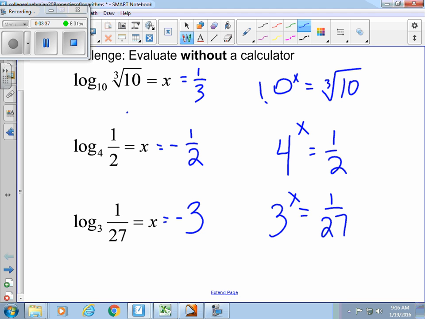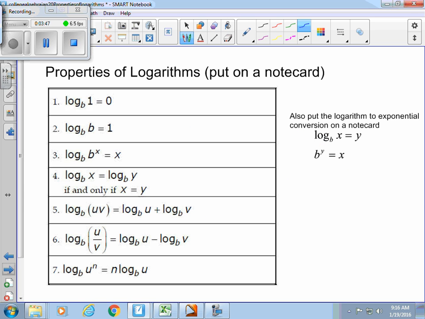If you were in pre-cal, that would be a completely different story. So today we're going to learn some properties of logarithms. We haven't dealt with 2 logarithms added together or 2 logarithms subtracted. We've only had 1 logarithm equals a number or 1 logarithm equals another logarithm. So we need a way to work with other things, and so we're going to look at some properties of logarithms. This does need to go on a note card.